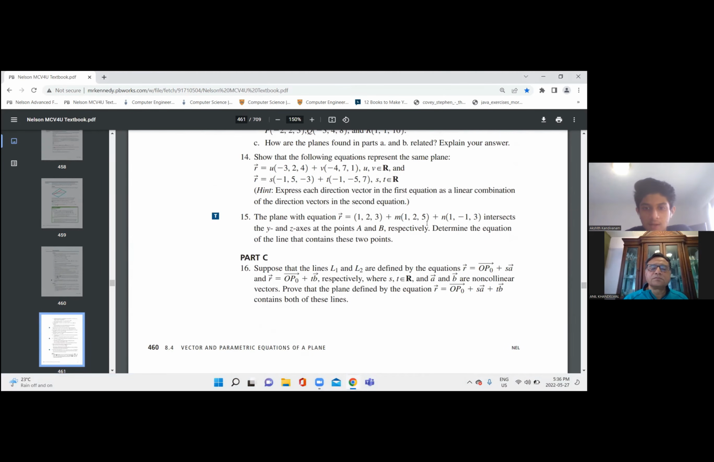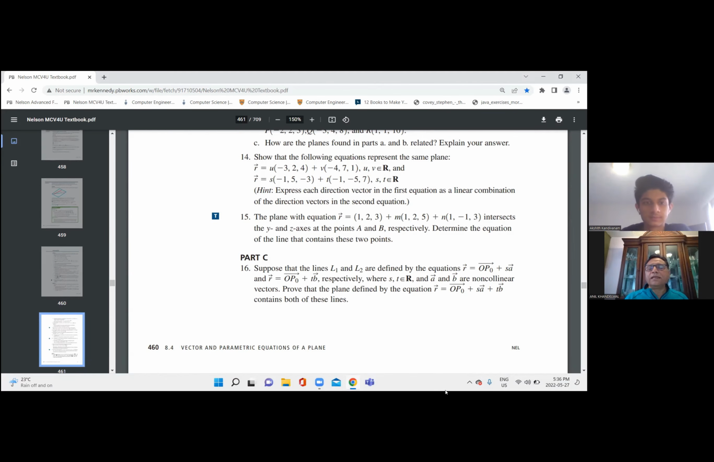Suppose that the lines L1 and L2 are defined by the equations r is equal to OP0 plus sA and r is equal to OP0 plus tB, respectively, where s and t are elements of real numbers and A and B are non-collinear vectors. Correct. Prove that the plane defined by the equation contains both of these lines. Correct.